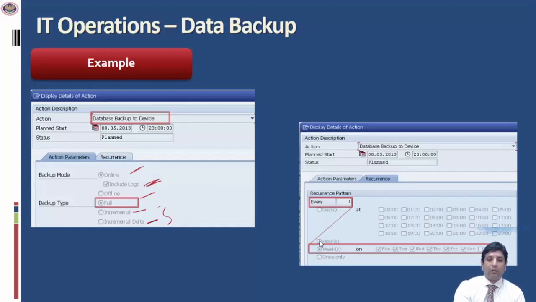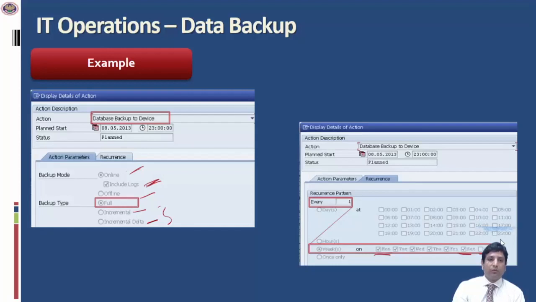And on every week, which are the days on which the backup is taken? So we can see here it is scheduled to be taken on Monday to Saturday. That is 6 days in a week. Sunday, there is no backup. It is possible that the company is not working on Sunday and there may not be any transaction. So the company has decided not to take a backup on Sunday.